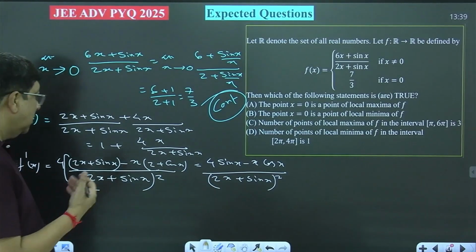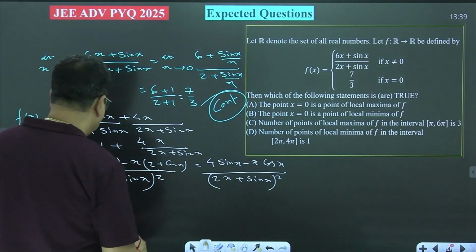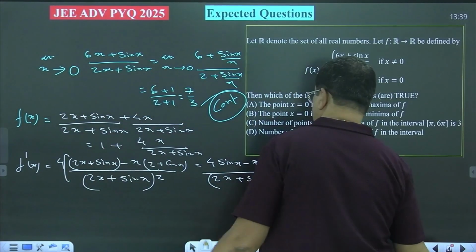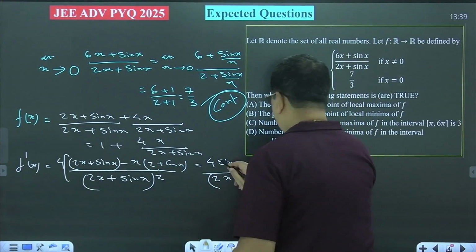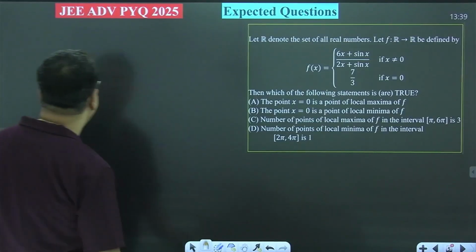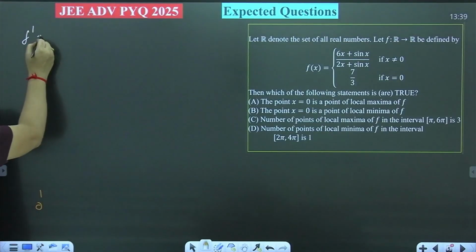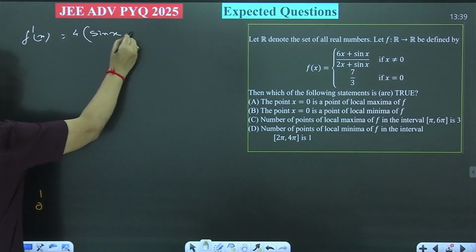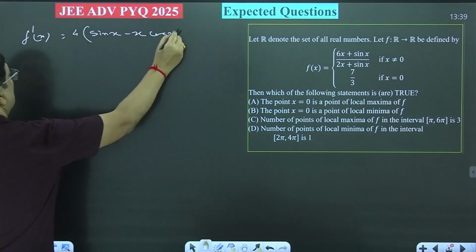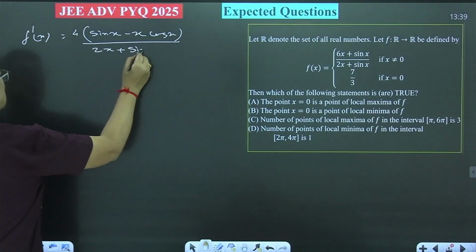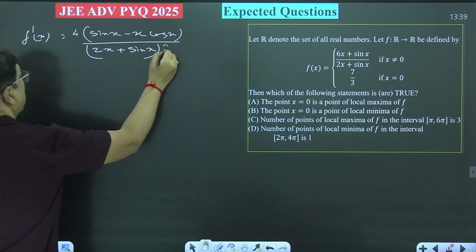I am writing this portion on the next page, it will be easier for us to get the space. So f dash x comes to be 4 common, (sin x minus x cos x). Once again I am writing that f dash x equals 4 (sin x minus x cos x) total divided by (2x plus sin x) whole square.